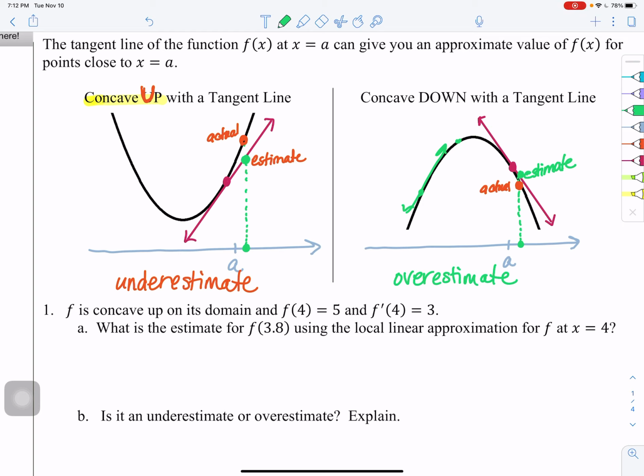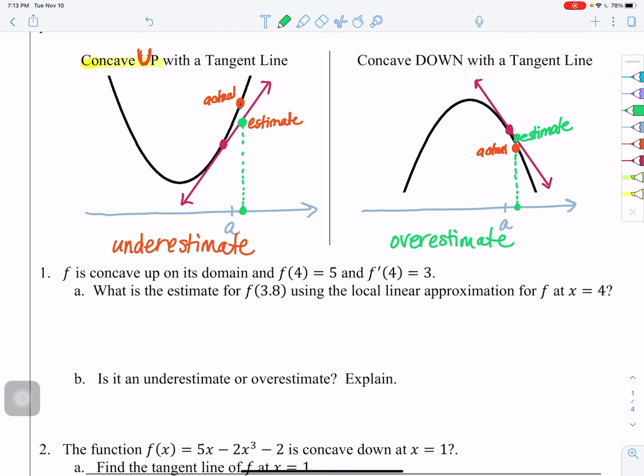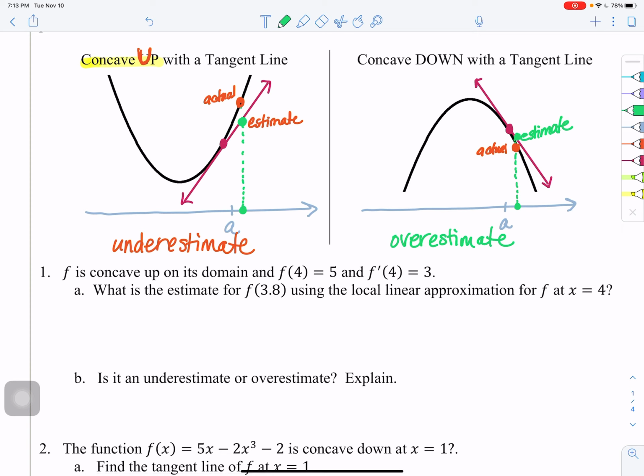Okay? And one thing we know how to do in calculus is write equations of lines. So I think after this, you're going to be very relieved, and I think you will be just fine. Okay? So let's go ahead and take a look at number 1 here.